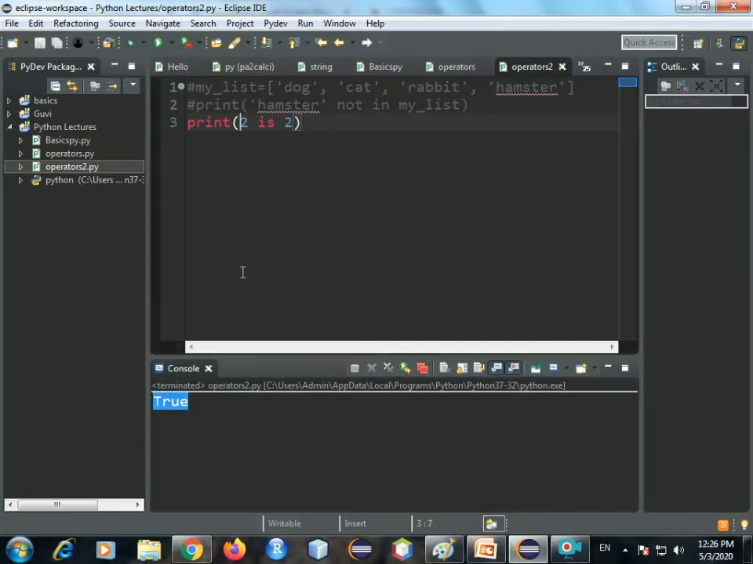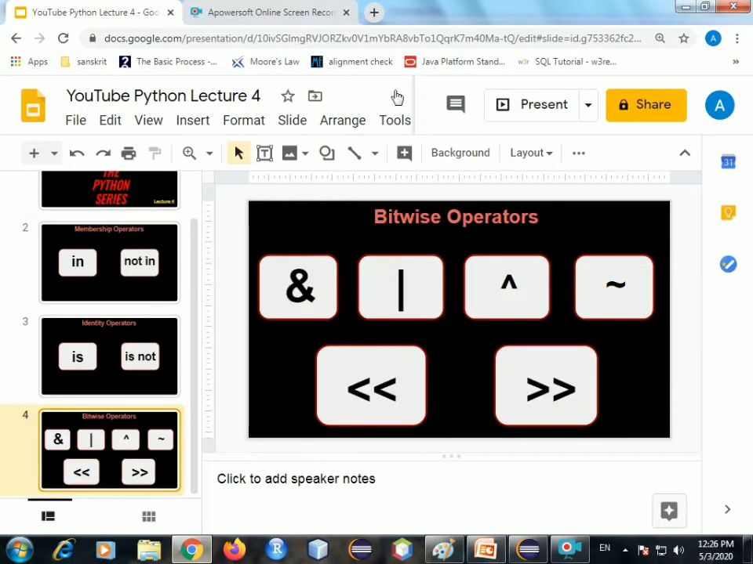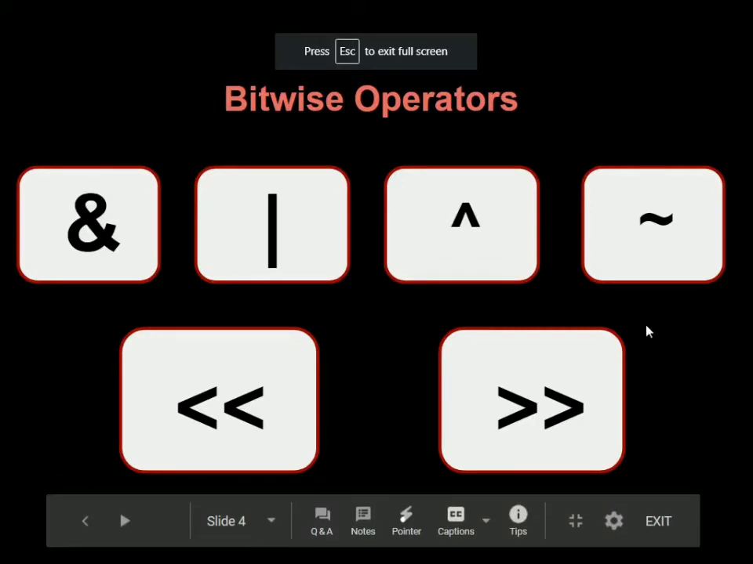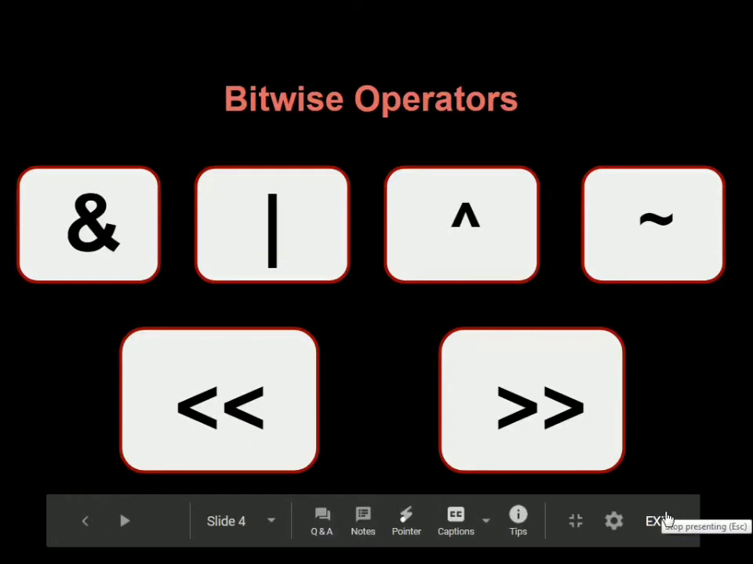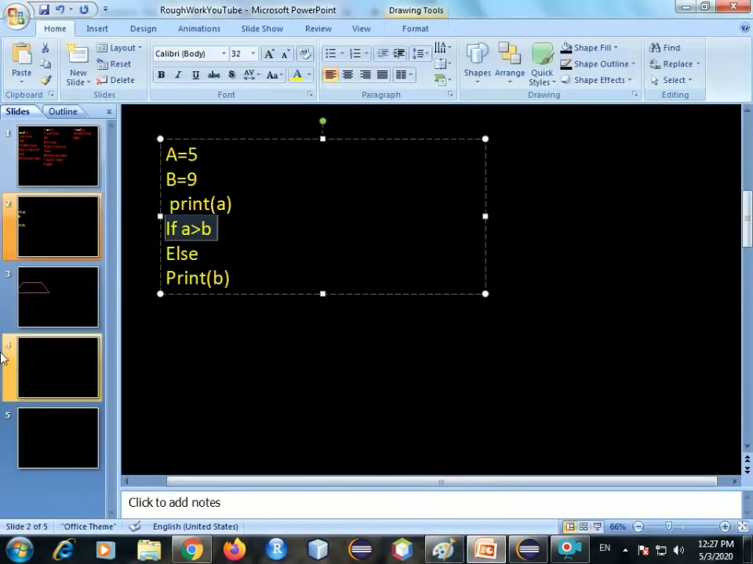All right, so is and is not is basically checking identity. So we are done with membership and identity operators. Let's go ahead with bitwise operators. Now bitwise operators is a little, let's say, a little complicated or a little vast. You all need to understand a few concepts for this, so let me just explain. It's going to take a little while, but let's just keep our patience and try.